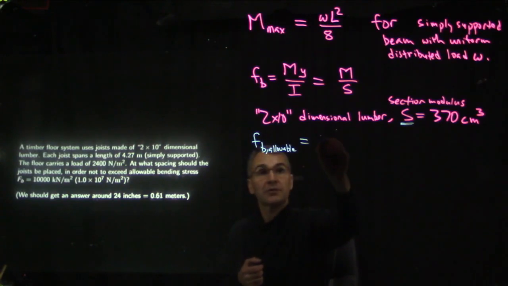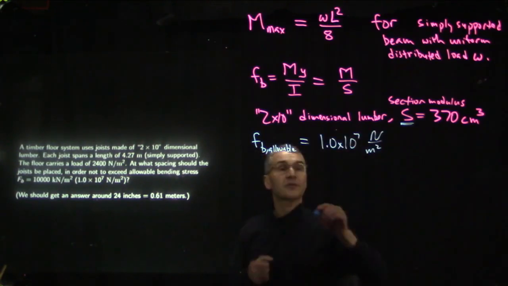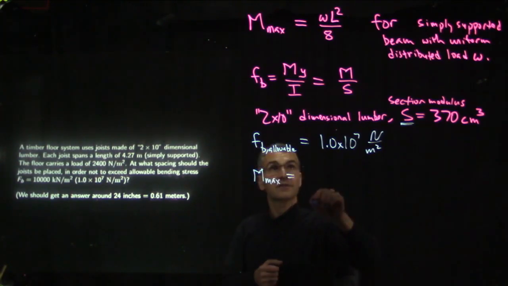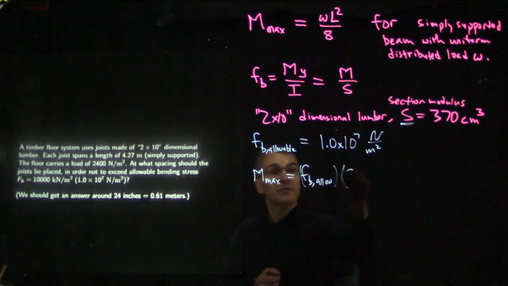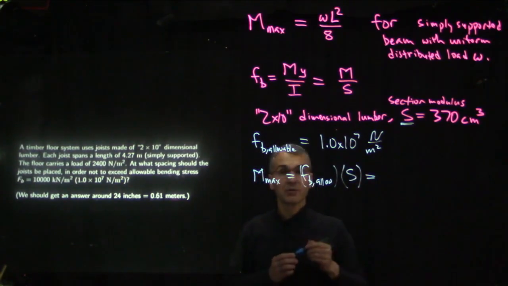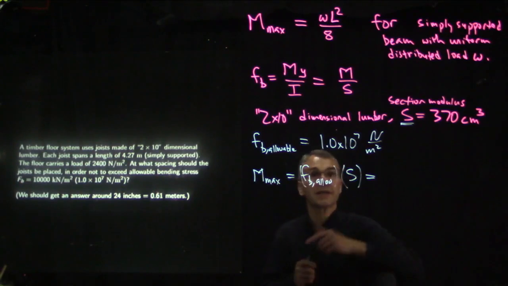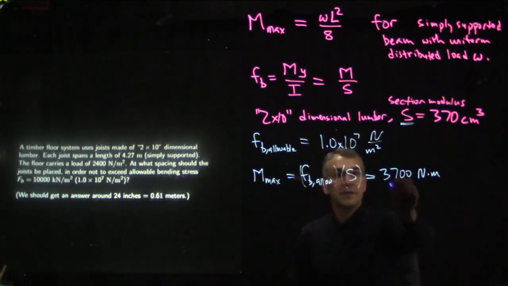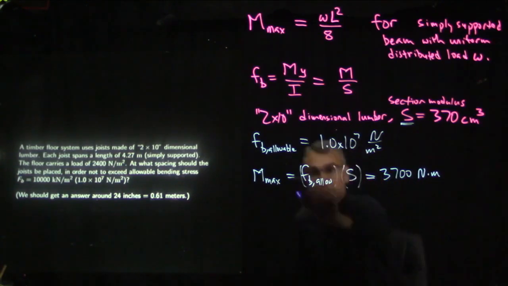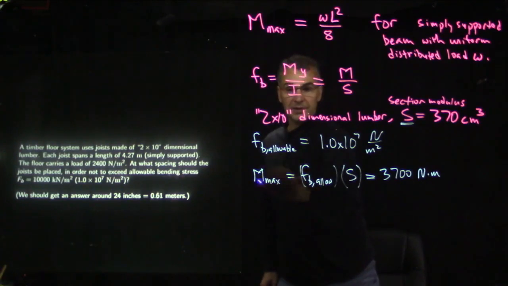And that is 1.0 times 10 to the 7th newtons per square meter. So that tells us that the maximum bending moment that we can support is this F_b allowable times the section modulus that we're given. So those are both givens. We have some maximum bending moment that we can tolerate, so we just multiply this number by this number. You have to be careful to not mix up centimeters with meters. That works out to be 3,700 newton meters, or 3.7 kilonewton meters. So that's the maximum allowed value of bending moment.